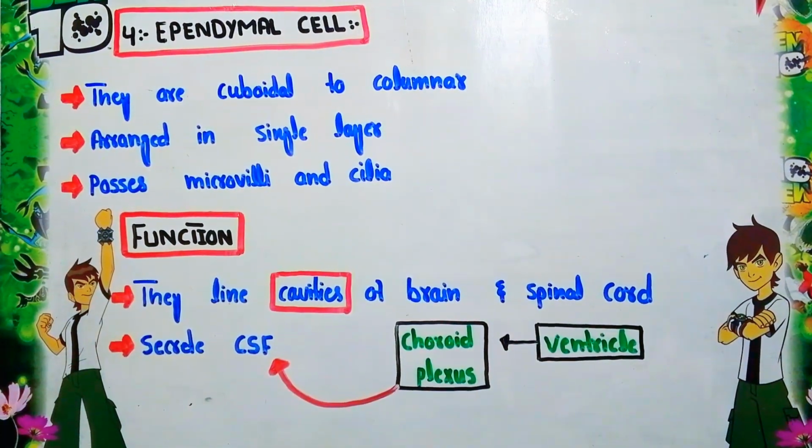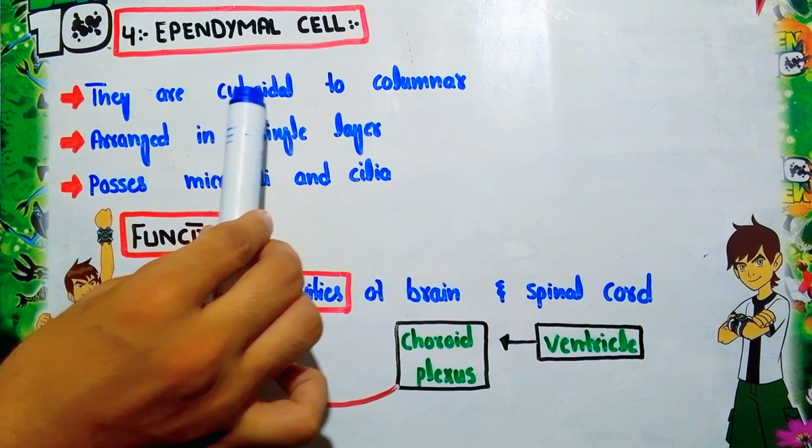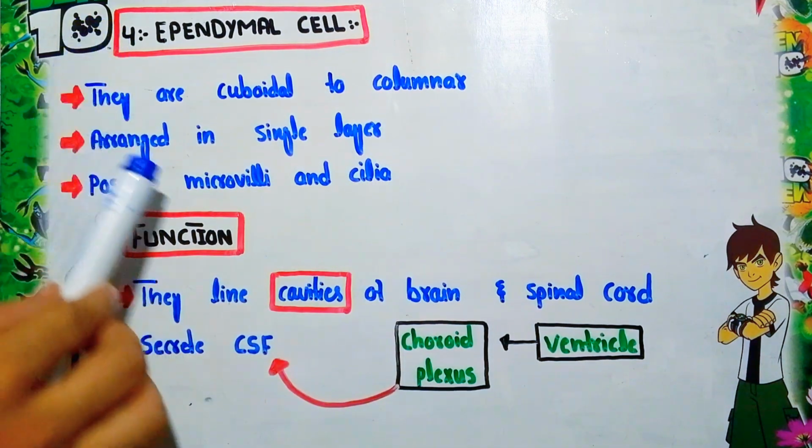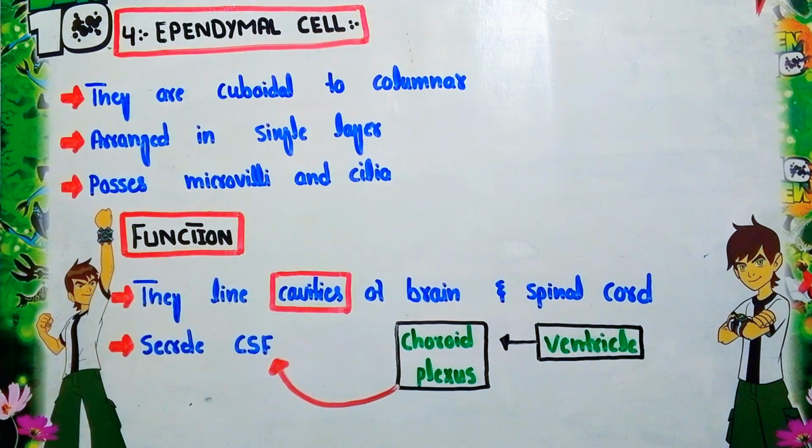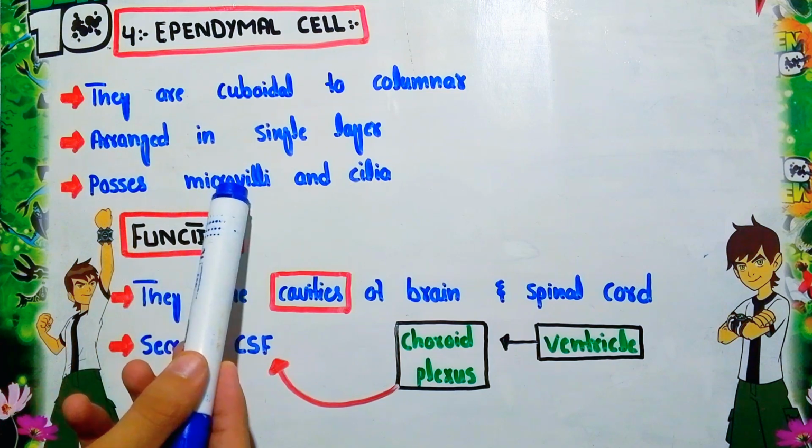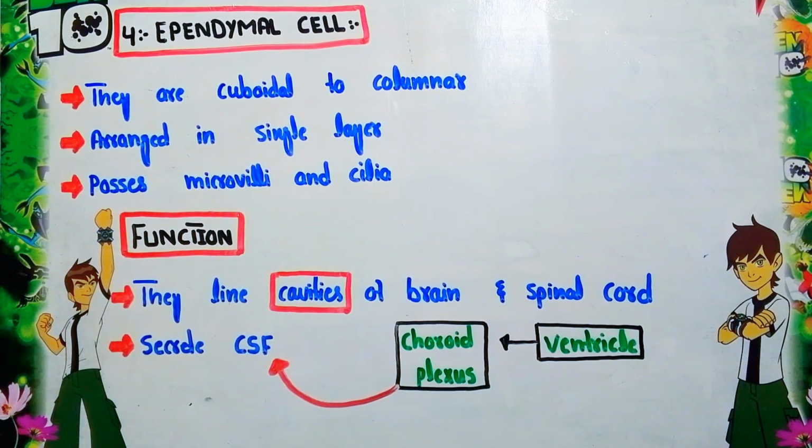Now the last type of central neuroglial cell is the ependymal cell. What are ependymal cells? Here are some important characteristics of ependymal cells. The first is that they are cuboidal to columnar in shape. Next, they are arranged in a single layer. The next characteristic is that they possess microvilli and cilia. So these are the important characteristics of the ependymal cells. Now what is the function of the ependymal cell in our central nervous system?